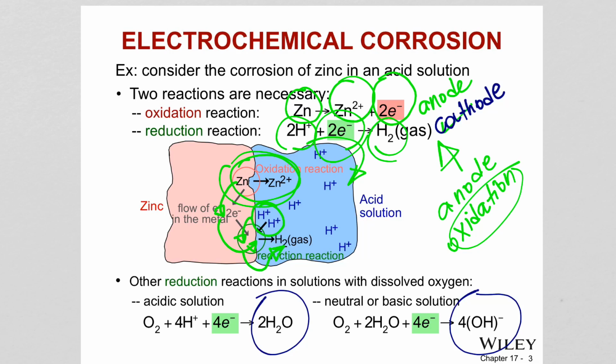Okay, and corrosion always happens at the anode. You see, it always happens at the anode, where metal ions leave the metal surface. At the cathode, just the electrons flow from the metal to the solution. That's it.